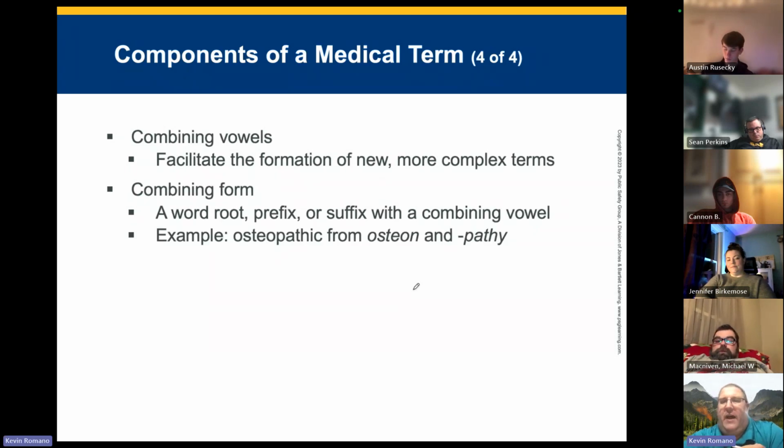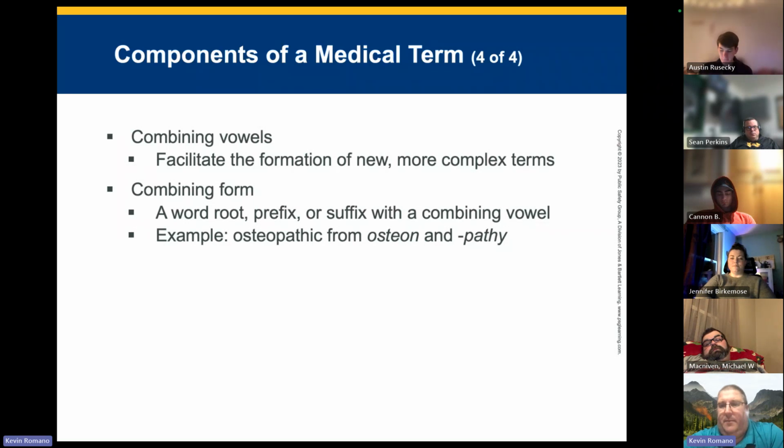So, combining forms and vowels. Combining vowels facilitate the formation of new, more complex terms, right? So a combining form is a root word, prefix or suffix with a combining vowel. If I said osteopathic, the root word being osteum, which is Greek for bone, the M is then dropped, and the combining vowel O is added to create the combining form osteo. Adding the O facilitates the addition of a second combining form called pathy. With that being said, the root word patho means disease, right?